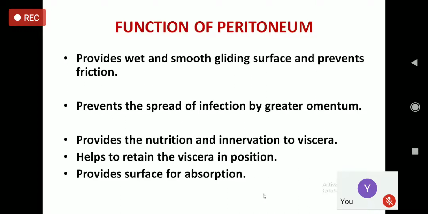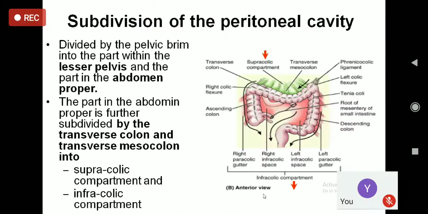And as we know, the function of the peritoneum: it provides a wet and smooth gliding surface and prevents friction between the two layers, and prevents the spread of infection by the greater omentum. As we discussed before, the greater omentum acts as a policeman or police guard for the abdominal organs. And it provides nutrition and innervation to the viscera, helps to retain the viscera in position, and provides the surface for absorption. So these are the normal functions of the peritoneum.